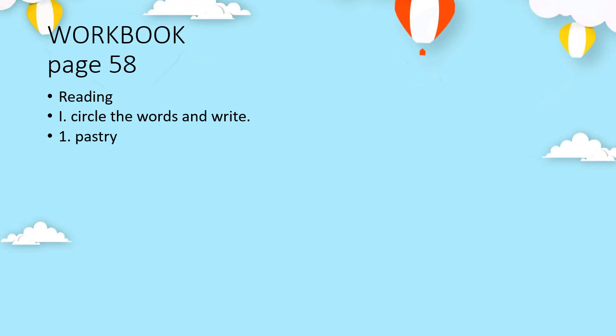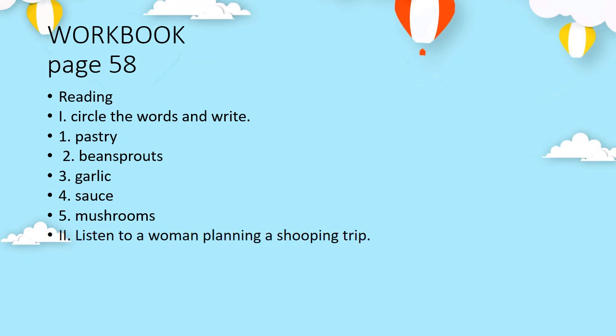You see, number 1 is for example. And number 2, bean sprouts. Number 3, garlic. And number 4, sauce. And number 5, mushrooms. Check the answer, please, and write it down in the workbook, page 58. And now move on to the next part.